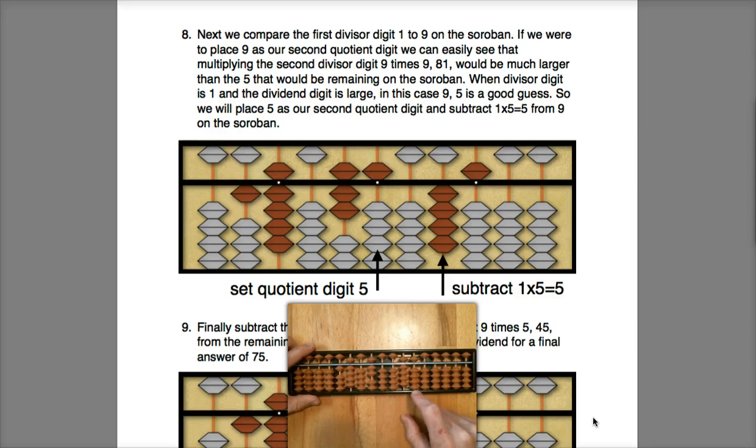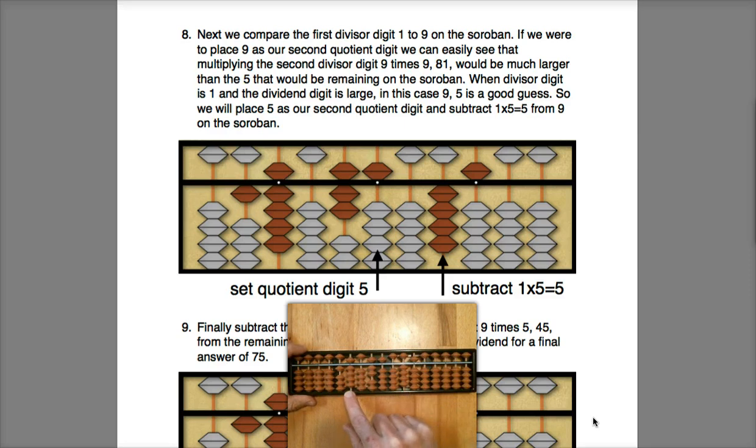And then I'd have the second divisor digit 9 times 9, which is 81, which would be much larger here. So when we run into this condition of a divisor digit of 1 and a large dividend digit, turns out 5 is a good guess for the quotient. So I'm going to follow that rule, and then I'm going to take 1 times 5 and subtract 5 from the 9 on the Soroban, leaving 45 on the dividend.